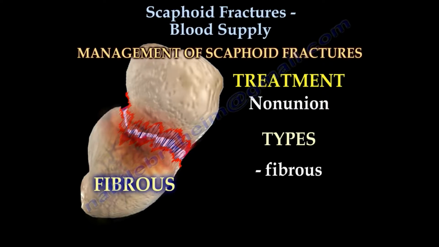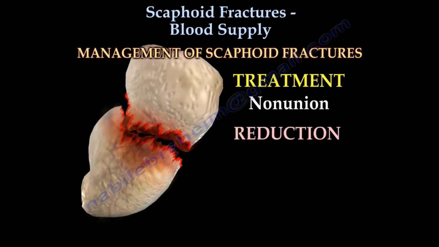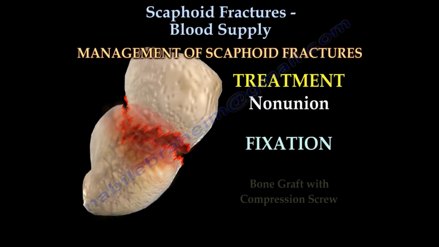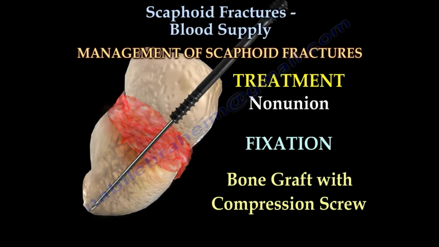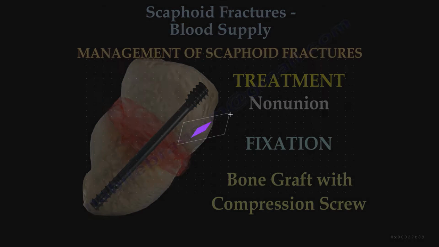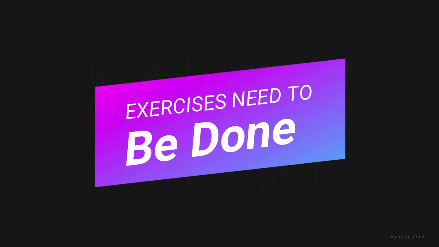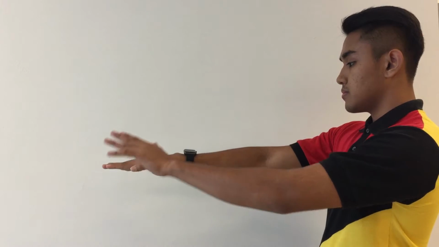Next is non-union fibrous type. Non-union can also be fixed using bone graft along with compression screw. Here are the exercises that need to be done. First is flexibility exercises. Now let's take a look at the exercises that need to be done.